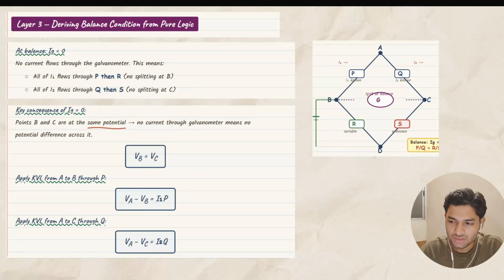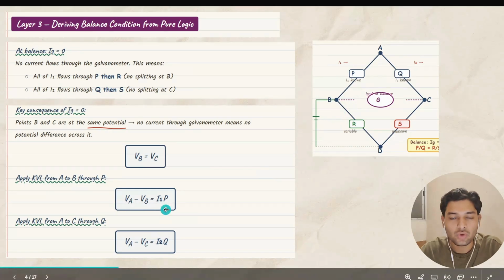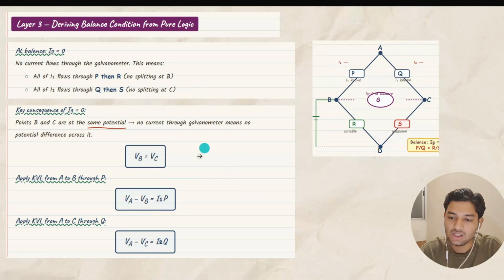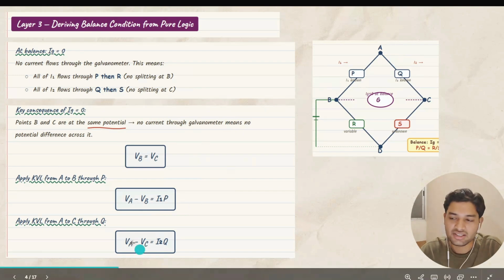Right now, we will use KVL from A to B through P. Here we have current I1, and V equals IR, so we are using that equation. VA minus VB is equal to I1P, because the current flowing is I1 and the arm resistance is P. We are taking P as the unknown resistance. Now apply KVL from A to C through Q. So we have VA minus VC equals I2Q.